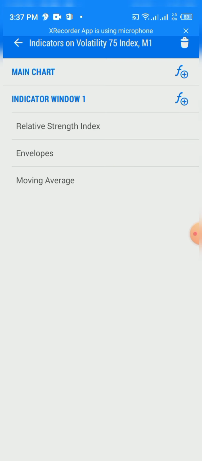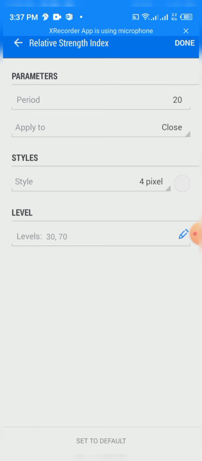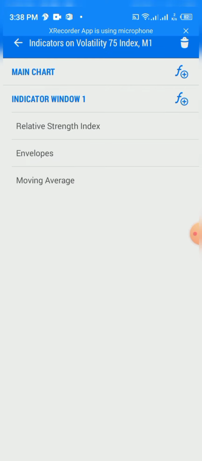On my main chart, I have nothing there. On the indicator window one, I have the relative strength index, the envelopes, and the moving average. Then the relative strength index goes like this. The period is 20, apply to close. Style is 1 pixel of white because my background is white, and I have the levels to be 30 and 70. You can add 50 on your levels if you want also.